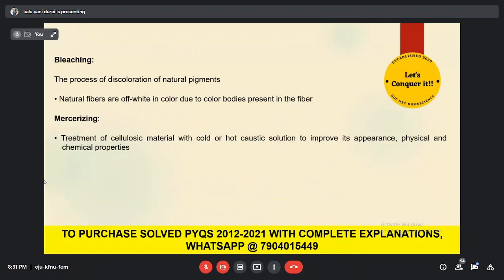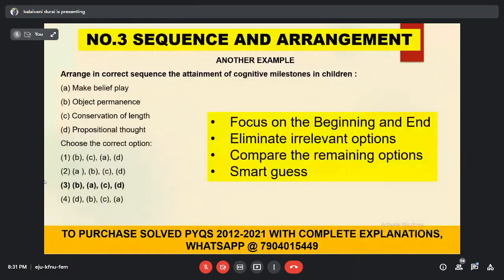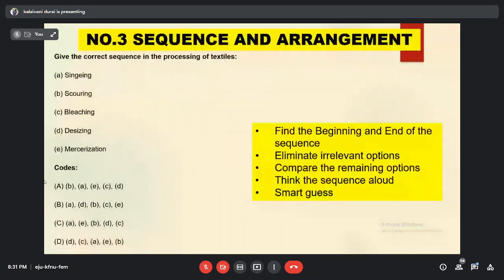Okay, so the answer for this is obviously option B. Option B is the correct answer because mercerization happens at the very end. The only option which has E at the end of the code is B. So code B is the correct answer.